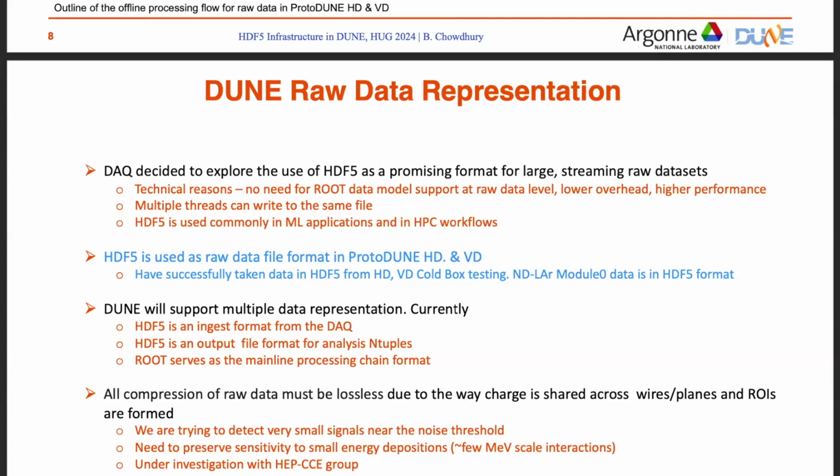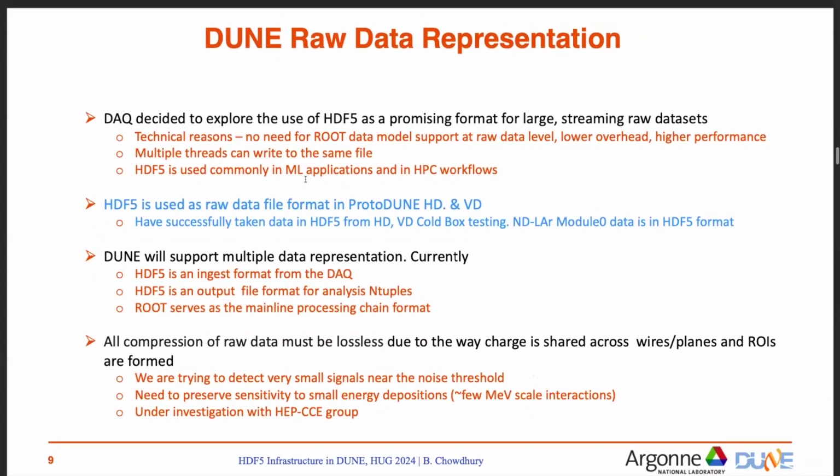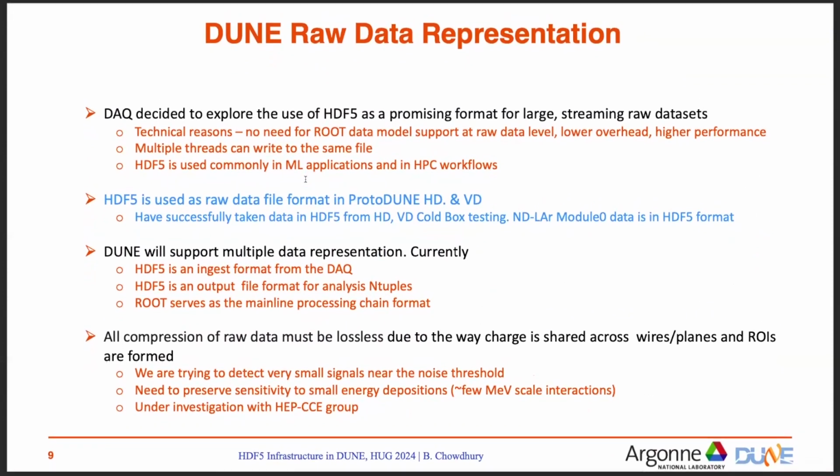Now, that being said, DUNE will not only support HDF5, it's also going to support a different representation of data, for example, ROOT, JSON, binary, etc. And we also need compression for HDF5 raw data. For ProtoDUNE HD, we have not used any compression, but for the far detector, the data volume is substantially large. So we're going to apply some compression factor. And for that, we are working with the HEP-CCE group to explore different compression and what compression we can use for different data sets.